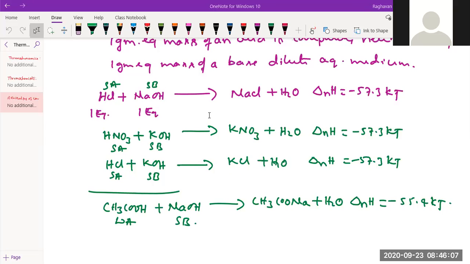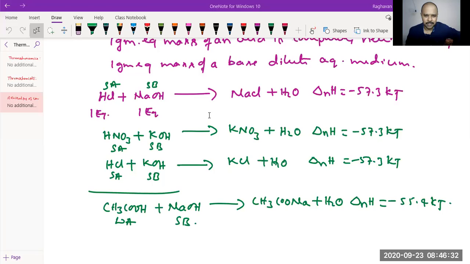So is it to do with the 1 gram equivalent mass? That we're taking strong acid and strong base is 1 gram equivalent. By definition, for weak acid, strong base, anything, it is 1 gram equivalent mass only. Sir, for the weak acid to ionize completely, an extra amount of energy is used, sir. So the negative enthalpy decreases.